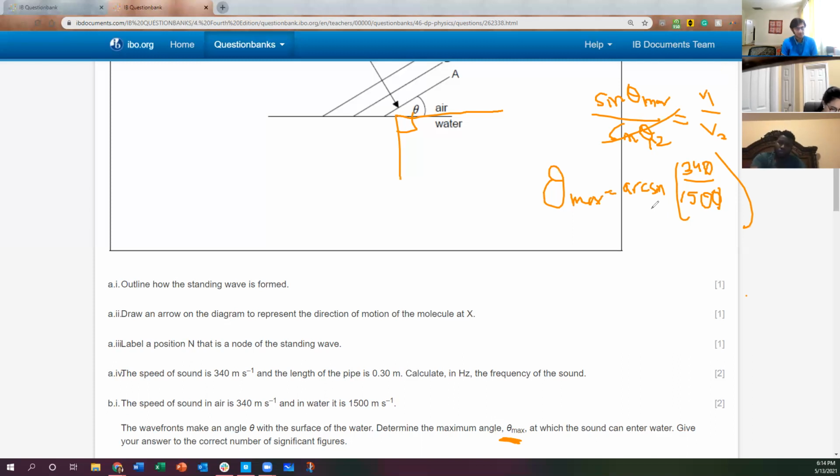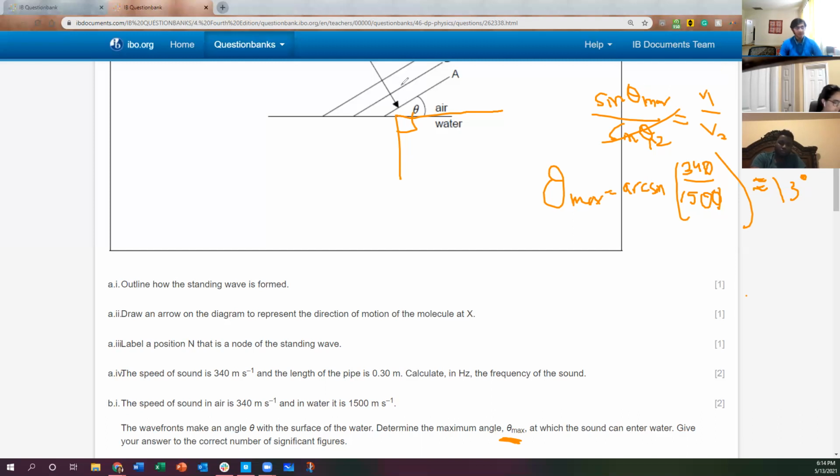Arc sine of 340 over 1500 is 13.1 degrees, but I think sig fig wise, I would go with 13 degrees, or I would write approximately 13 degrees. Is that what you guys got? Arc sine? Yeah. Okay.